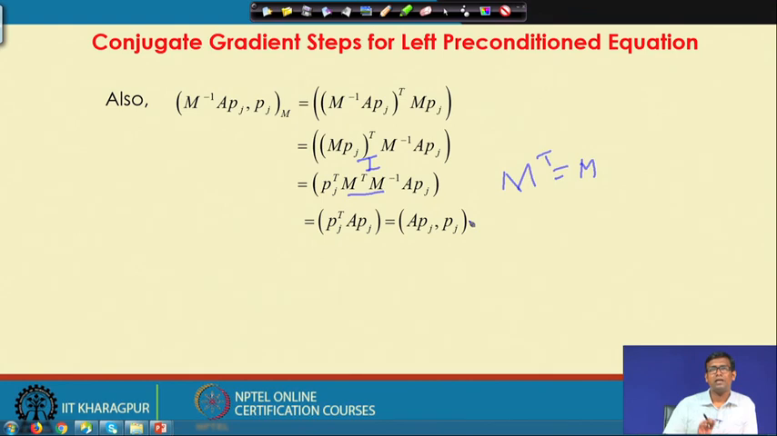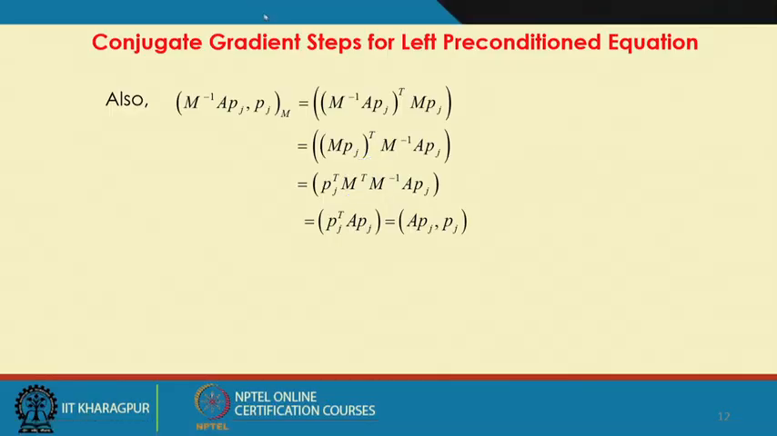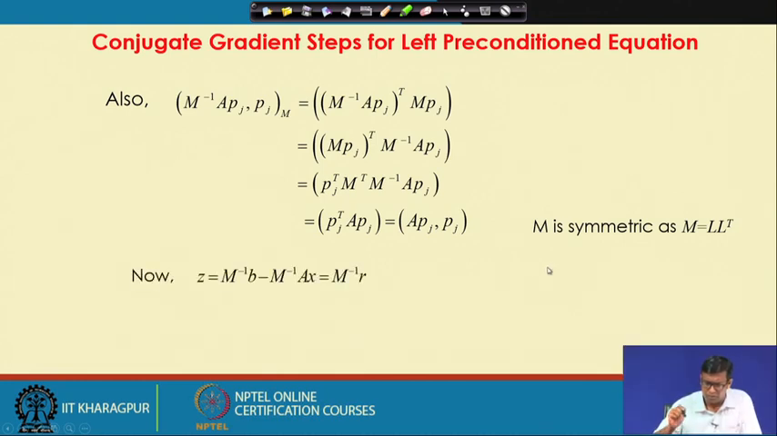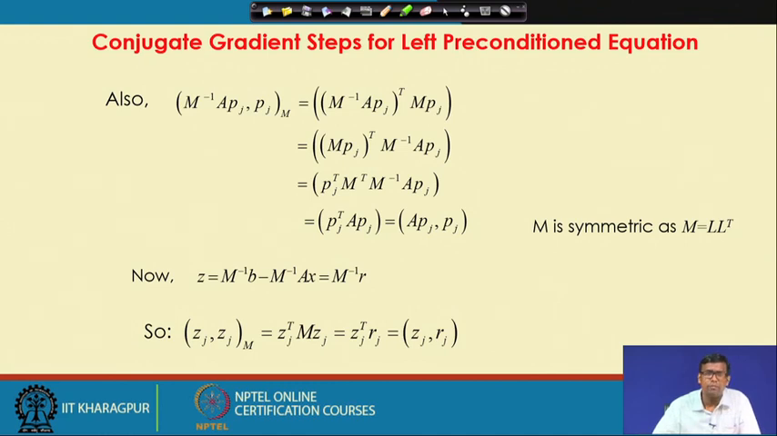However, the caveat is that the term p j is calculated differently in this method, because p j is an auxiliary vector of M inverse A x is equal to M inverse B, not for x is equal to B. Now, also z is equal to M inverse B minus M inverse A x is equal to M inverse R. So, the M dot product of z j, which is z j transpose M z j, can be written as z j transpose R j or z j dot R j.